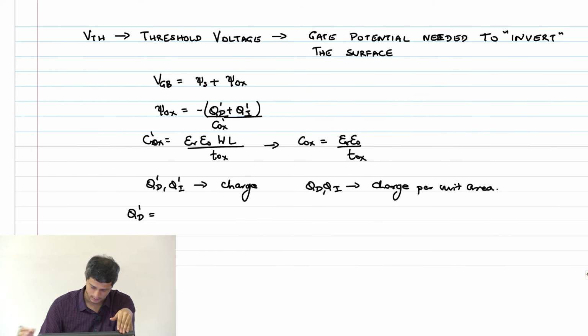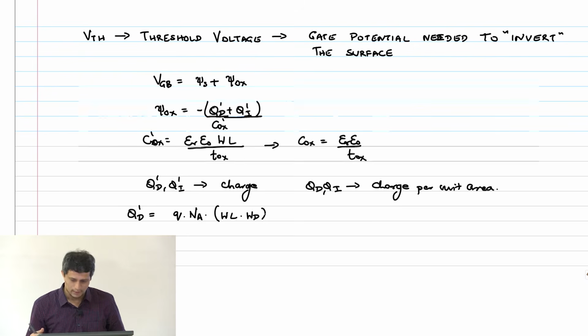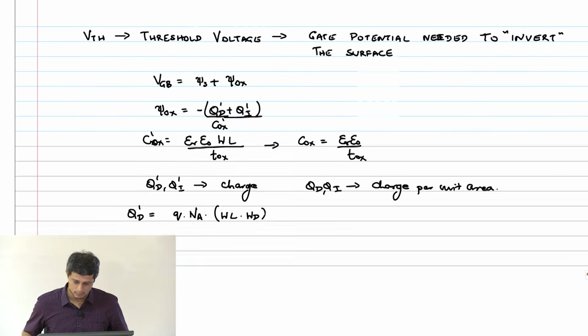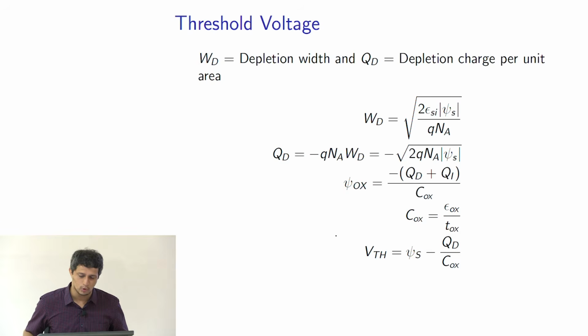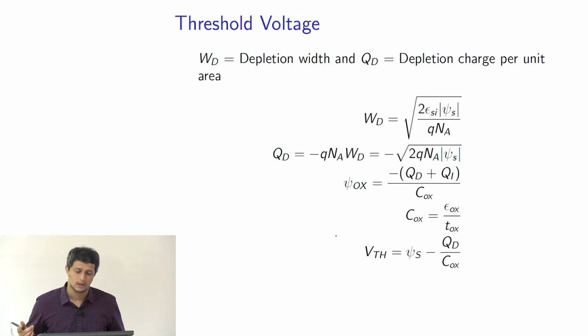It's basically the charge, okay, into the concentration, which is Na, into the volume. What is the volume? W L into WD. So unfortunately I will not have time to go through all how to get this WD, so we will just take that for granted here, okay. We will just take this expression for granted.